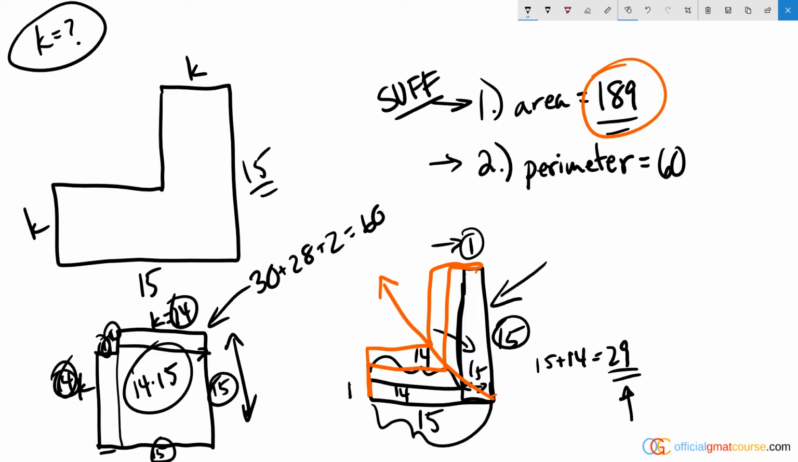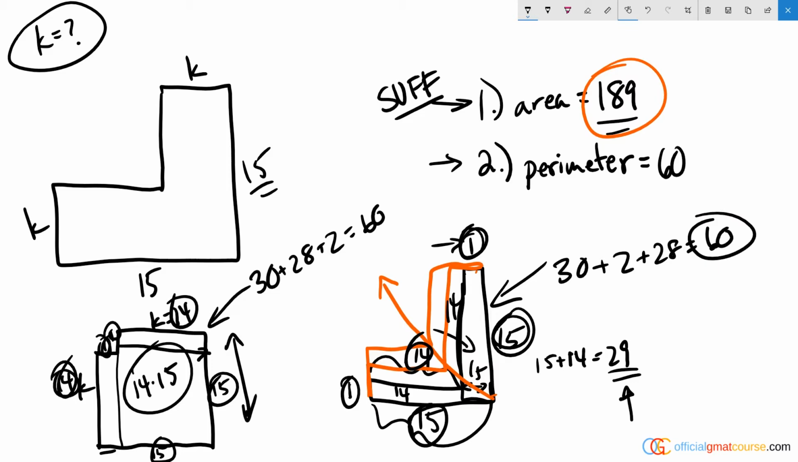Look at the second situation. We had 15 and 15, which is 30, 1 and 1, which is 2, and then 14 on the inside, and this would also be 14 on the inside for a total of 28, and again, we get a perimeter of 60. So knowing we have a perimeter of 60 doesn't tell me if we have this as our K or this as our K, and so it's insufficient.